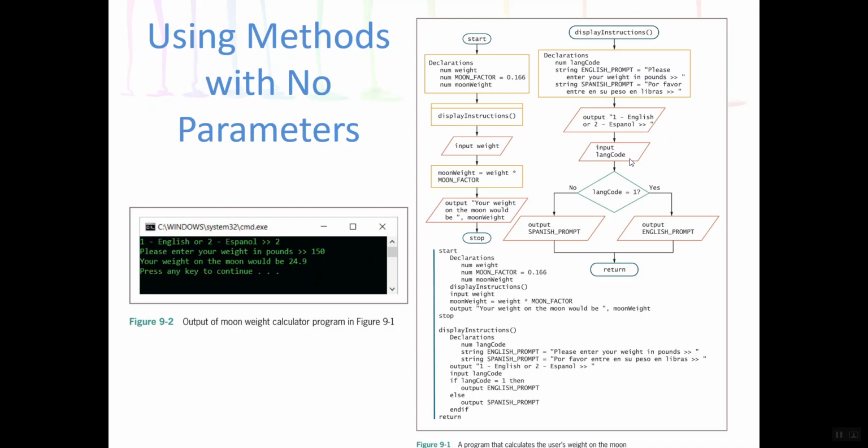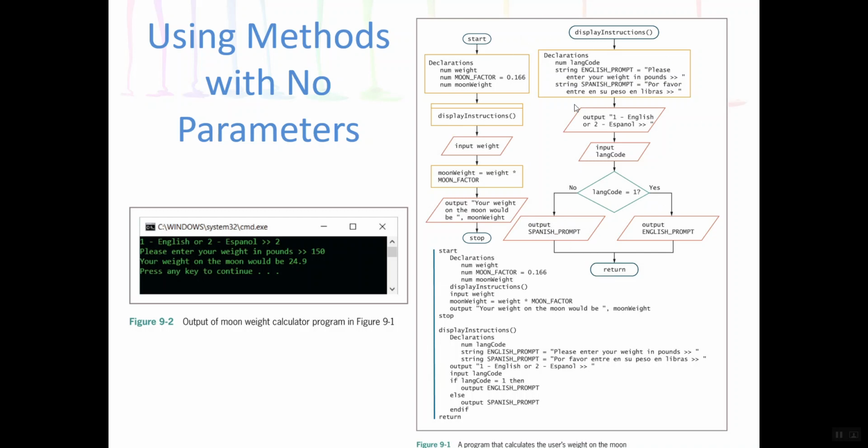And we input that code. If they said English by typing language code of 1, we give them the English prompt, else we give them the Spanish prompt. So at this point, we only have language support for the 2 languages. And then we return back.